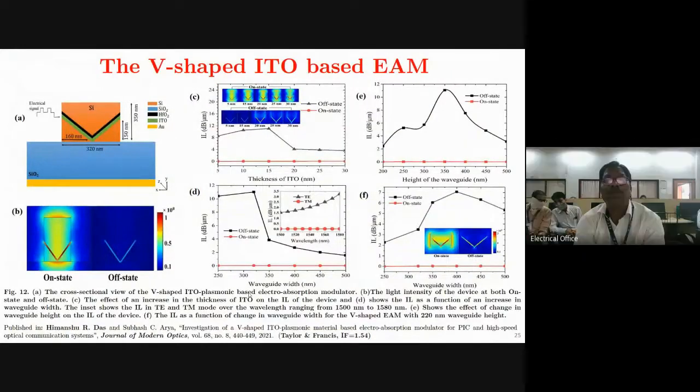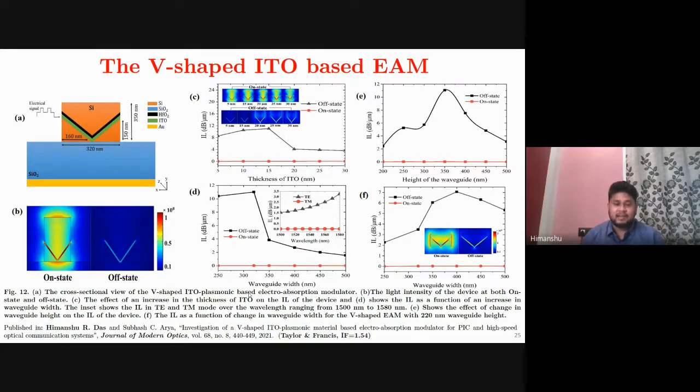Yes, sir. Here you have shown that the publication is done in Taylor and Francis, the Journal of Modern Optics. Do you feel that Taylor and Francis is above Elsevier, because you had publications earlier in those journals, and suddenly you went to Taylor and Francis? What is the reason? Sir, actually, Taylor and Francis is also an SCI index journal, and Elsevier is also an SCI index journal. So I prefer an SCI index journal.